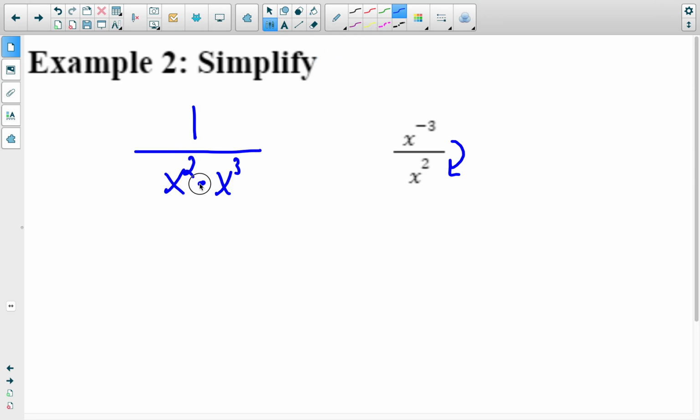Okay, one more step to simplify. We want to try to clear up this denominator a little bit. X squared times x cubed. When we have two exponents with the same base, we are going to add their exponents when we multiply. Okay, so this is going to become 1 over x to the fifth.